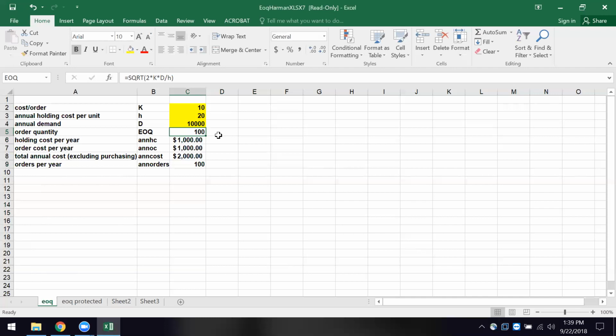All right. And if I want to reduce this to 50, that means the order quantity is going to have to be 200.